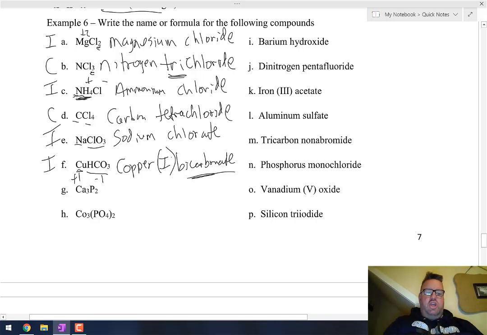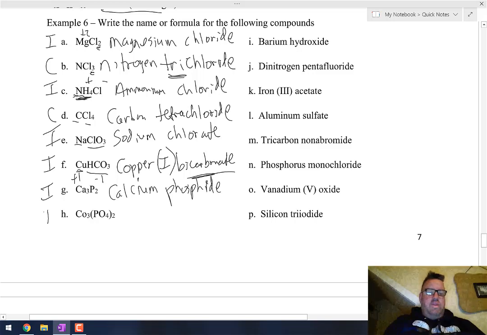Okay, letter G, again, ionic or covalent, right away, that's the first thing you think about. Calcium's a metal. It's on the left-hand side of the periodic table, so it's a metal. It does not need a Roman numeral because calcium's always +2. So this is just called calcium phosphide.